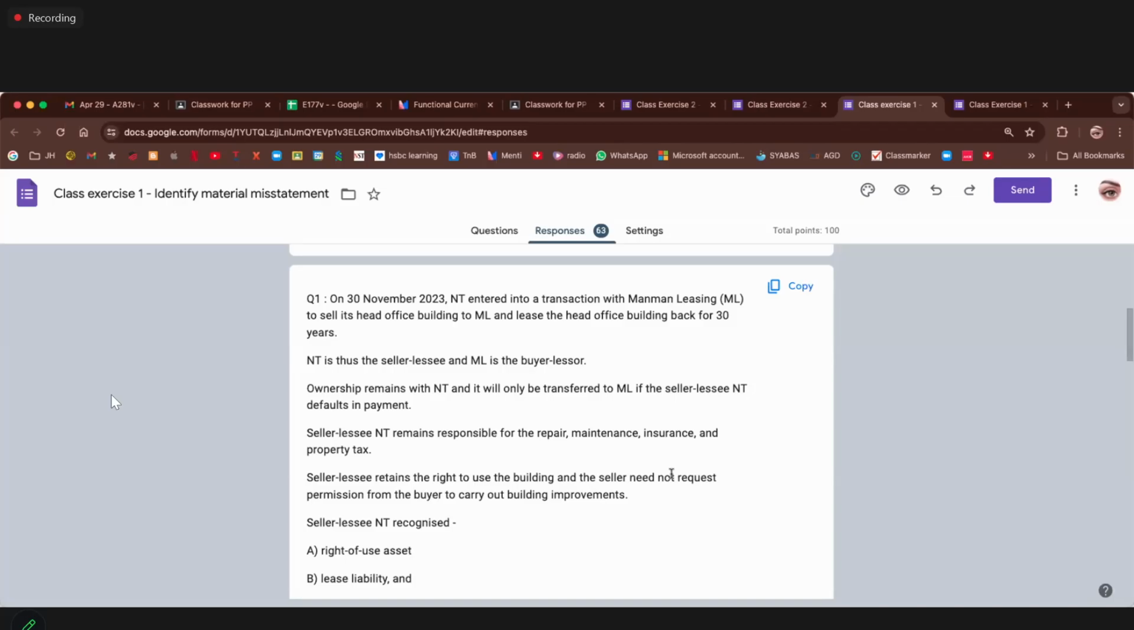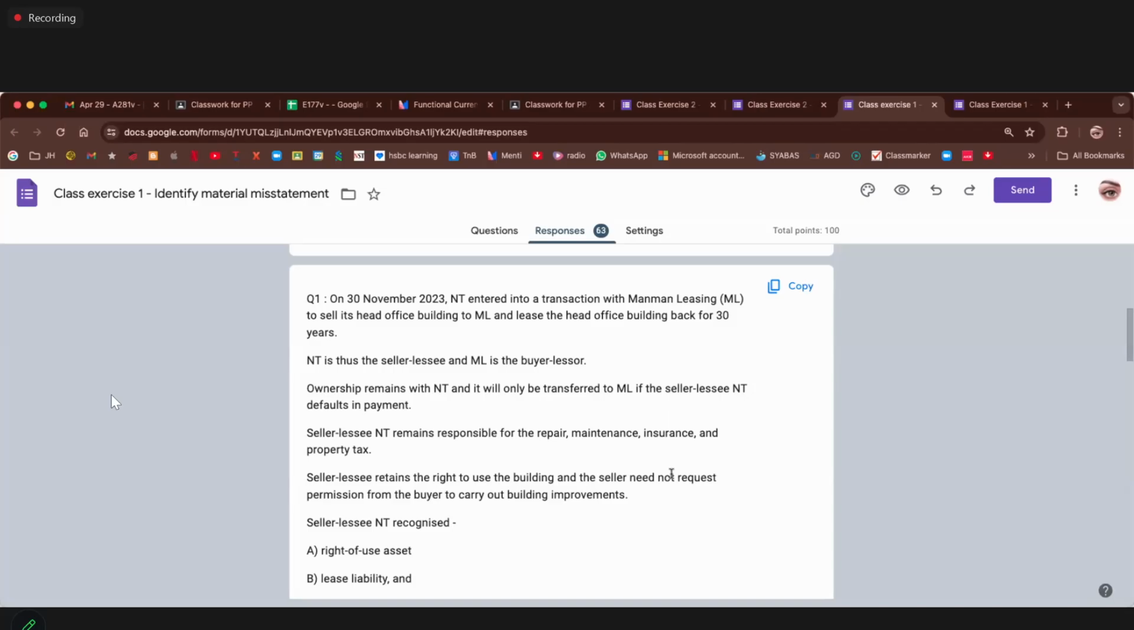This question is adapted from one past year question. I extracted part of it. The area that they tested is actually leases, but it's a very small area of leases that they test. It's called sale and leaseback. All right, let me read the question. On 30th November 2023, NT entered into a transaction with Man Leasing to sell its head office building to ML and lease the head office building back for 30 years.